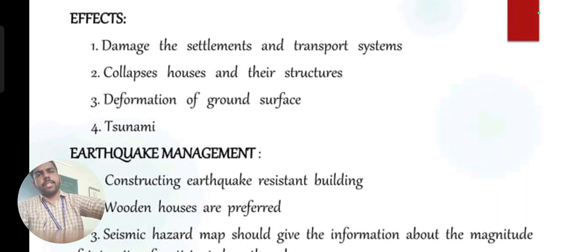What are the effects of earthquakes? Earthquakes damage the settlements and the transport system. This is the main effect. And after that, collapse of houses and their structures, deformation of the ground surface, and tsunamis. A tsunami is nothing but an earthquake formed in the water surfaces.